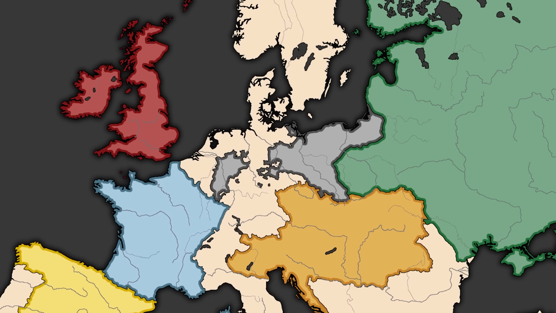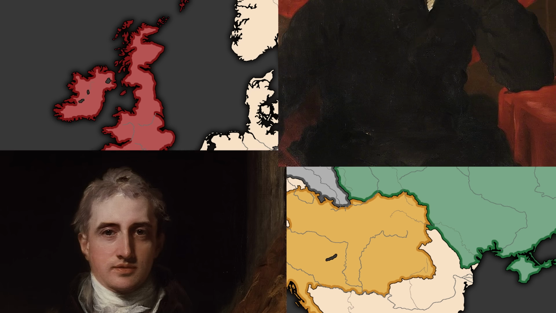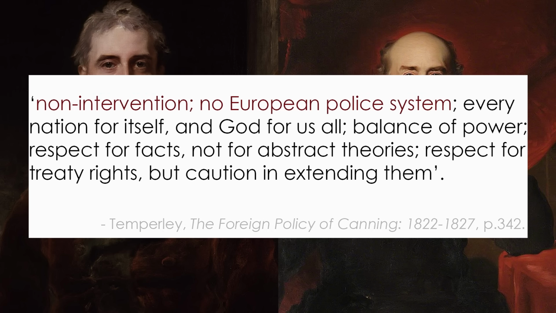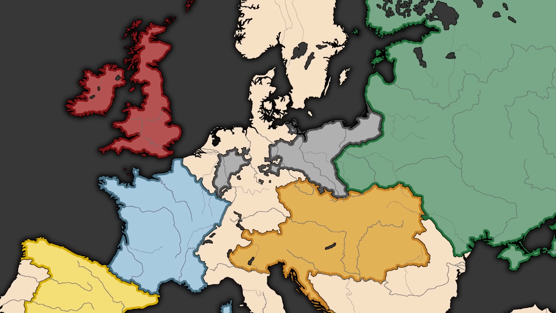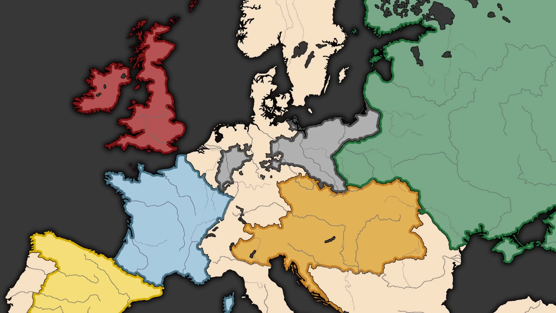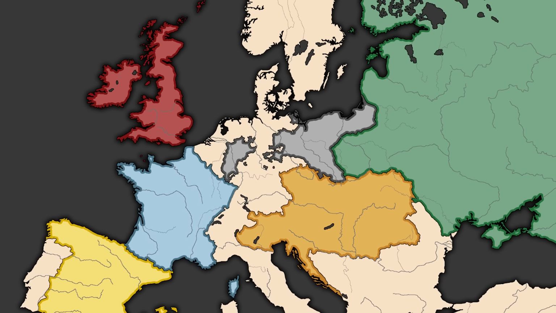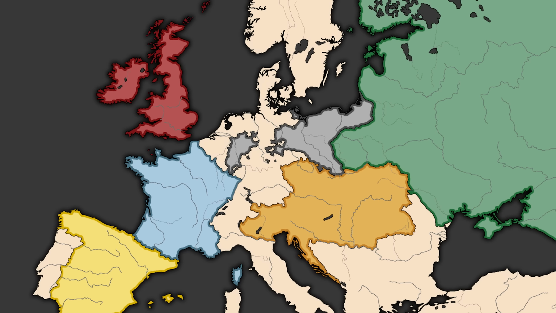Now, as one can see from Temperley's quote alone, there was ultimately a good deal of overlap between Castlereagh and Canning's policy. In particular, the principle of non-intervention and preference for no European police system were both aims of Castlereagh's by 1820. Adding to this, I want to stress that whilst I have relied on Schroeder and Temperley to frame this discussion, two historians that are fairly violent in their likes and dislikes, recent historiography on the whole has tended to emphasise the continuity between Castlereagh and Canning in terms of foreign policy.